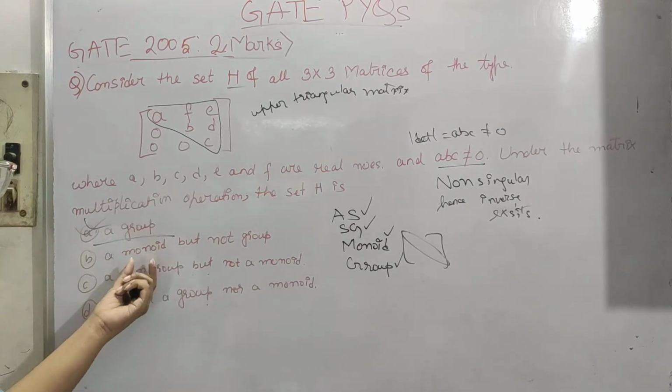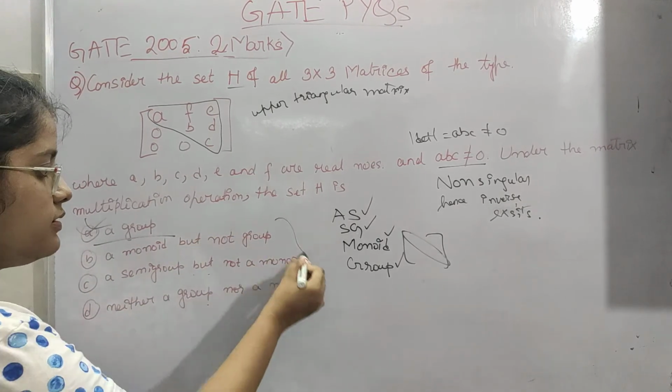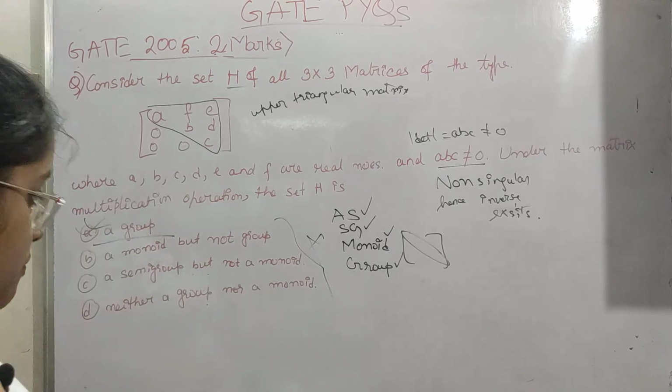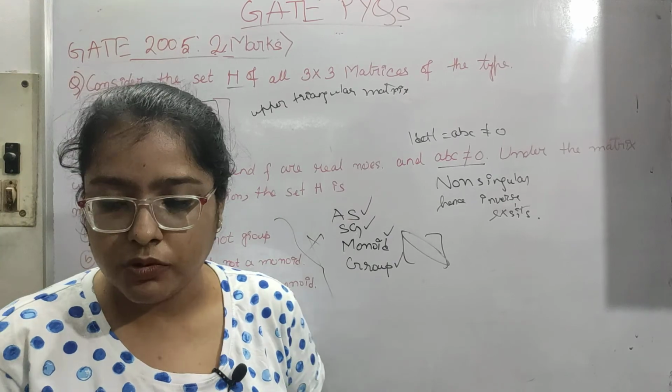So only the first option is correct. The options are: a group, a monoid but not a group, a semigroup but not a monoid, neither a group nor a monoid. So all these others are false. Okay, so it is a group. We have already seen this, but I thought let's take some more for practice.